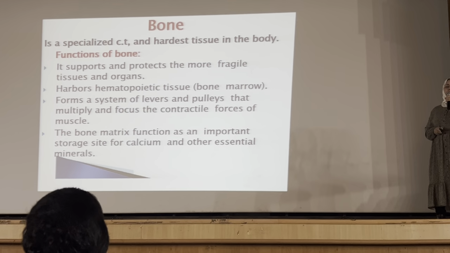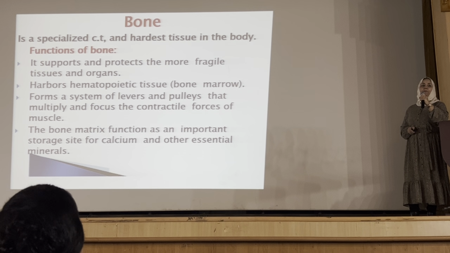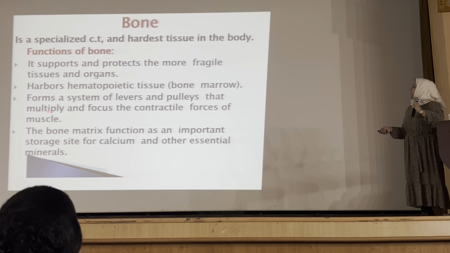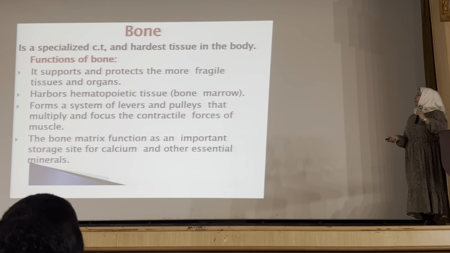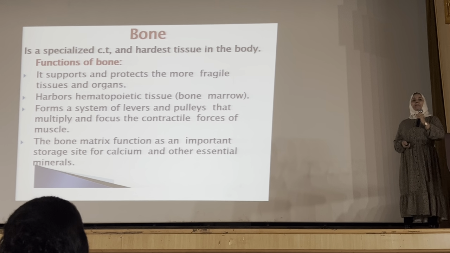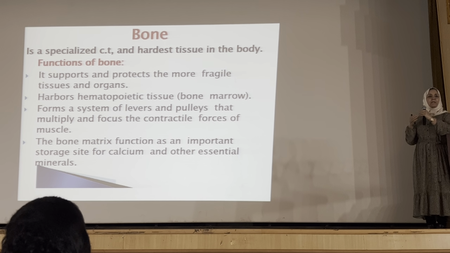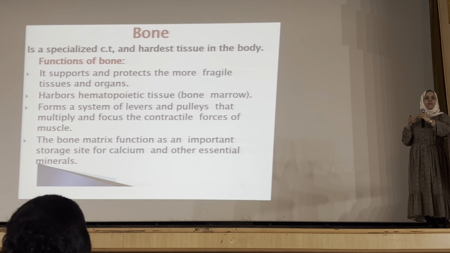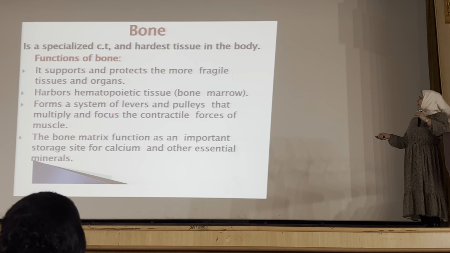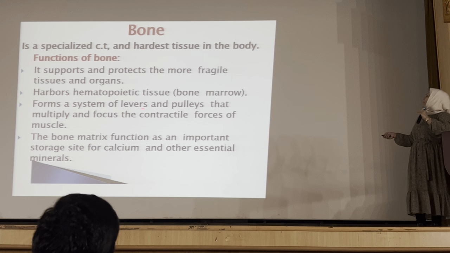The spaces of this spongy bone are filled with hematopoietic cells, the bone marrow. It forms a system of levers and pulleys that multiply and focus the contractile forces of muscle and adhesion. Thus, the movement in the big joints is made of bone, and it acts as a multiplier to focus here. It forms a system of levers and pulleys.